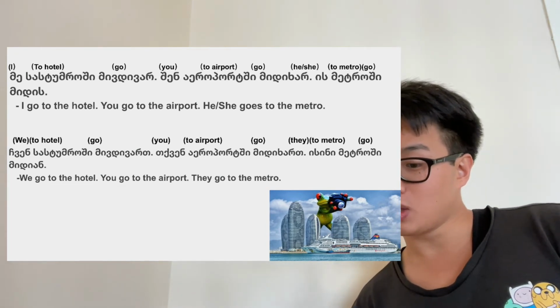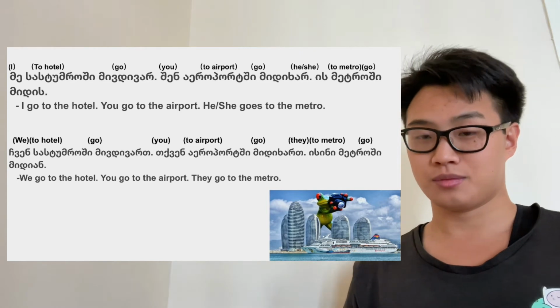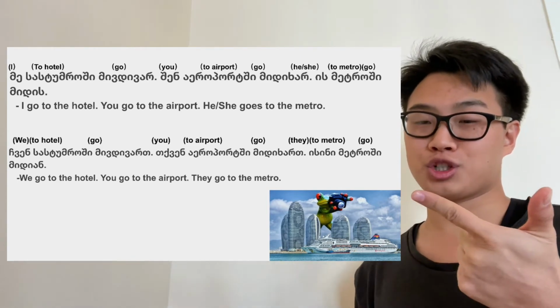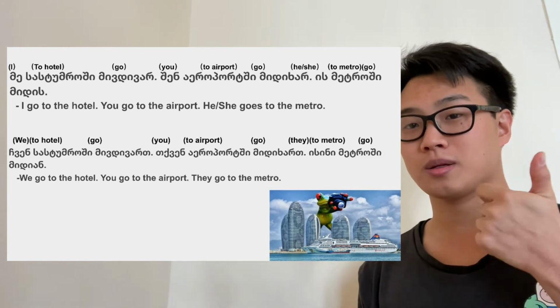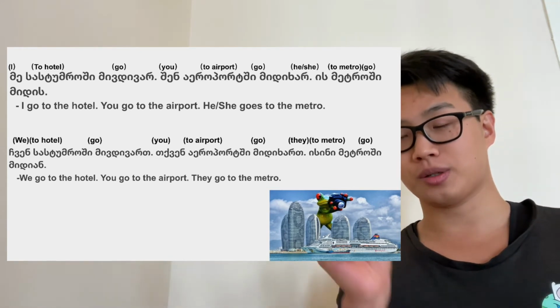And he or she goes to the metro. Metro in Georgian is metro. So is metroshi midis, right? Is metroshi midis, and that's it. Metro and shi, adding the shi, metroshi.